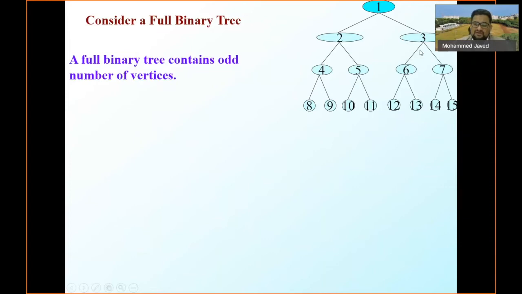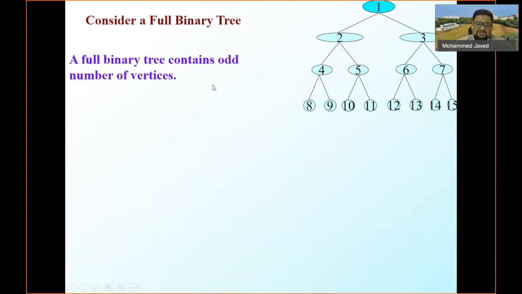In a full binary tree, except for the first level, at every level there are 2 power 1, 2 power 2, 2 power 3 number of vertices at each level. So this forms an even number, right? So in powers of 2, the element will be an even number. So even number plus 1 will give an odd number. So that is why you can say that a full binary tree contains an odd number of vertices.